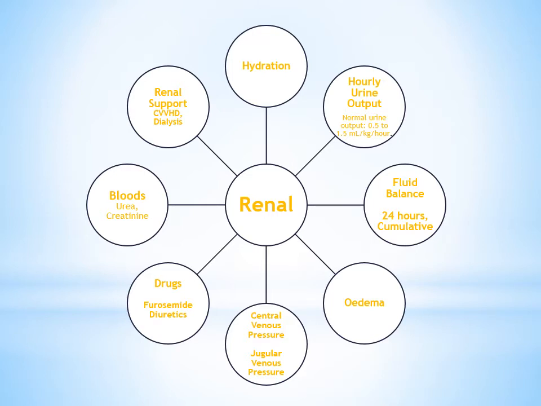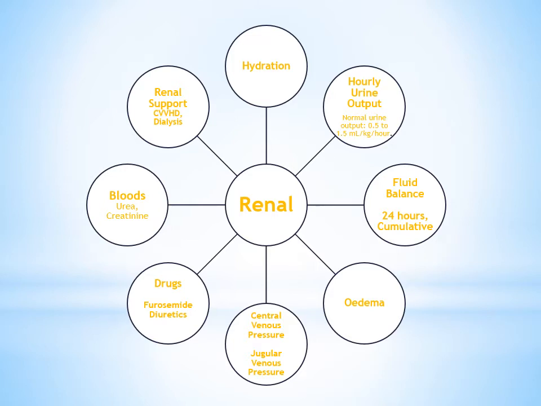Next, we have the central venous pressure and the jugular venous pressure. Central venous pressure is the pressure measured in the central veins close to the heart, and it can indicate the mean right atrial pressure. A jugular venous pressure provides an indirect measure of central venous pressure.